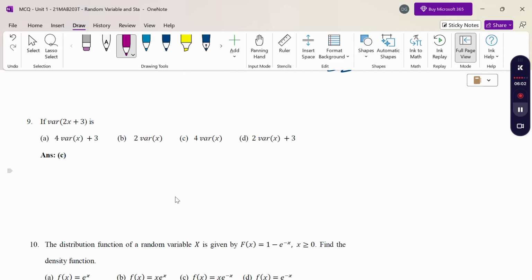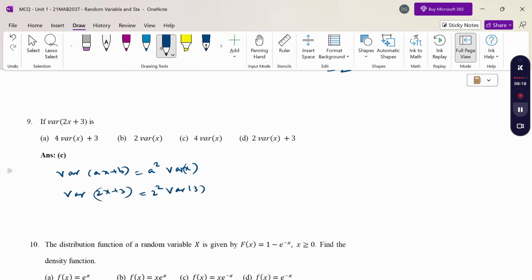And next problem, variance of. So what is the variance? See the property, variance of ax plus b is a square variance of x. Therefore here variance of 2x plus 3, so 2 square variance of x. Now 2 square is 4, variance of x. See the option 4 variance of x, option C.